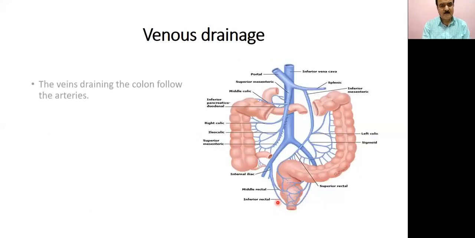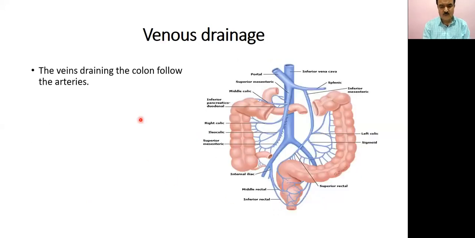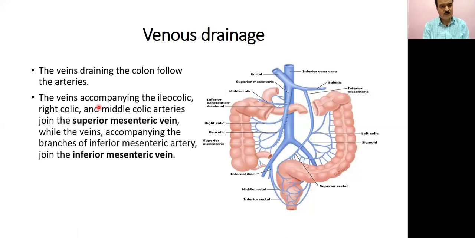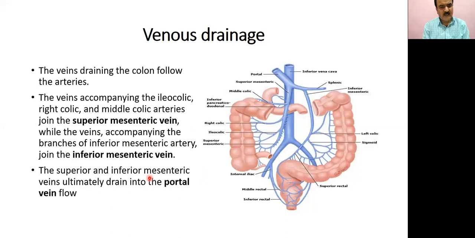Coming to the venous drainage, the veins draining the colon follow the arteries. So the veins accompanying the ileocolic, right colic, and middle colic arteries join the superior mesenteric vein. While veins accompanying the branches of the inferior mesenteric artery join the inferior mesenteric vein. The superior and inferior mesenteric veins ultimately join the portal vein.